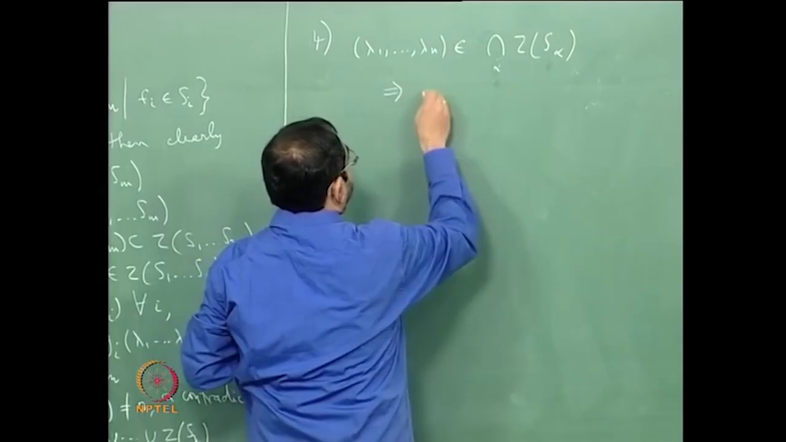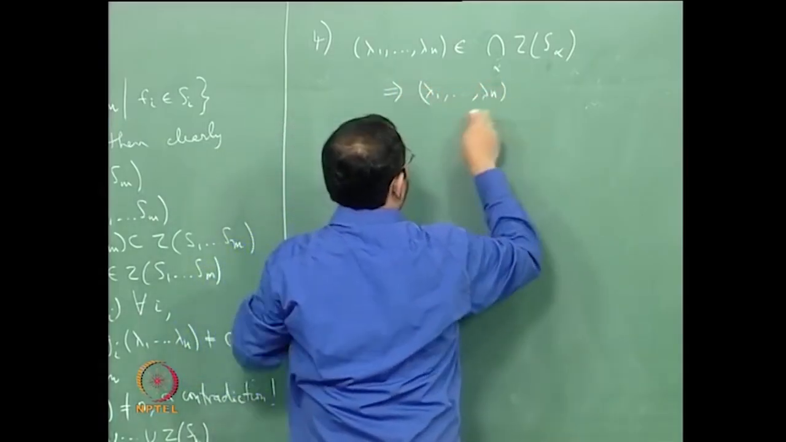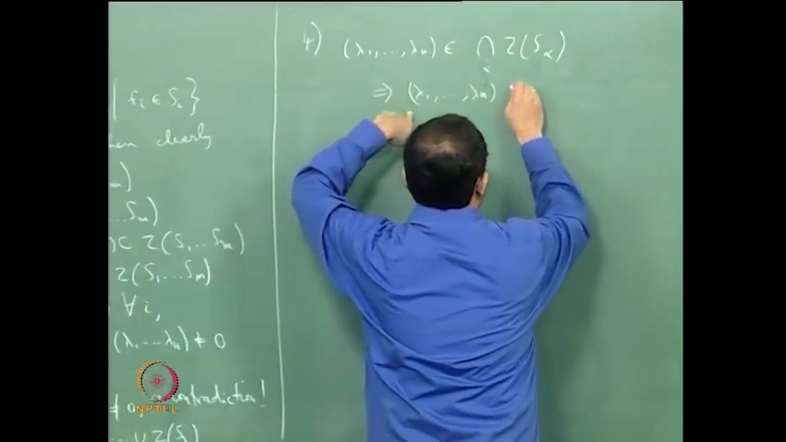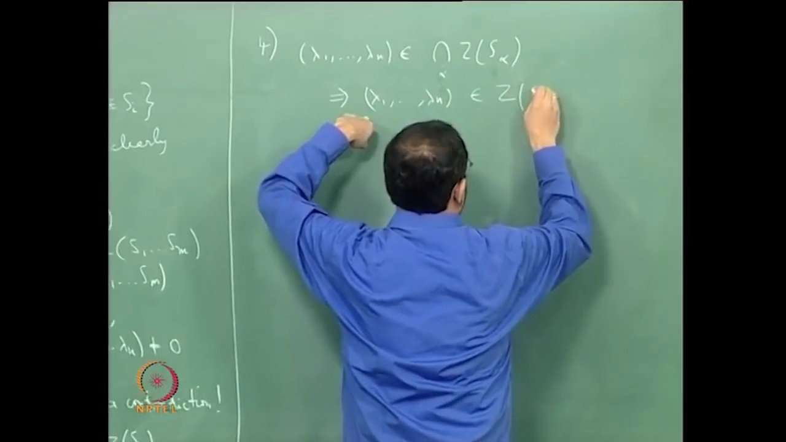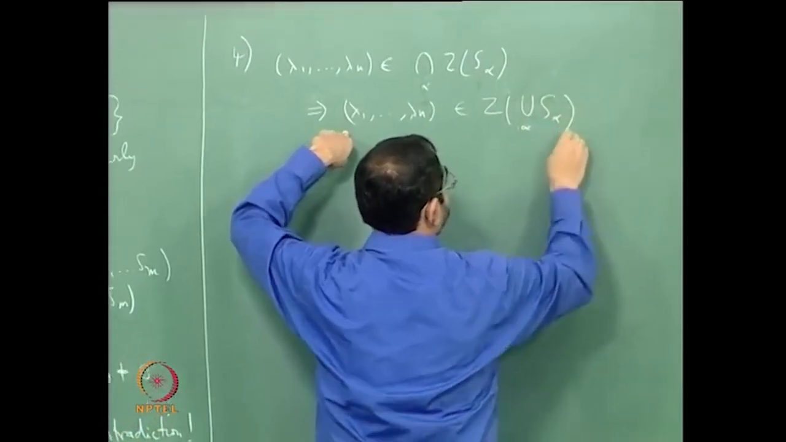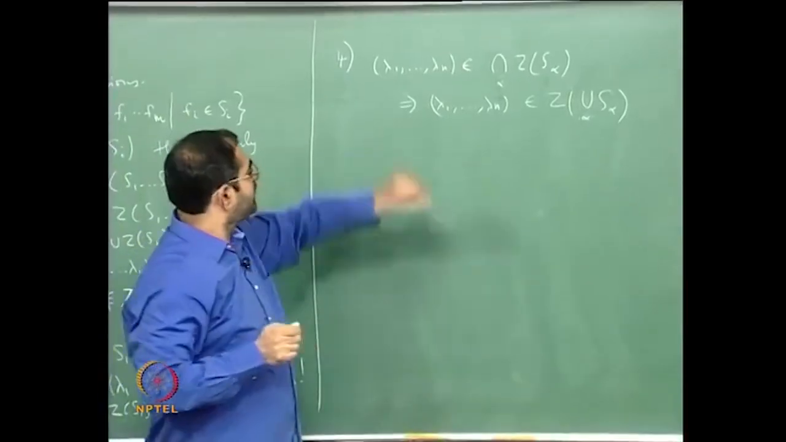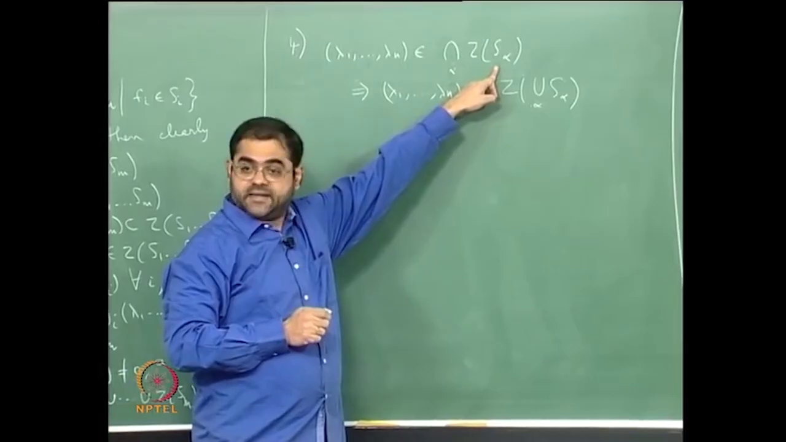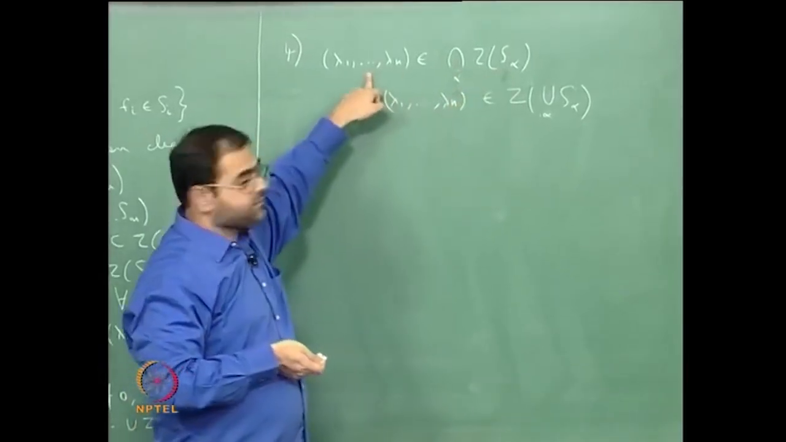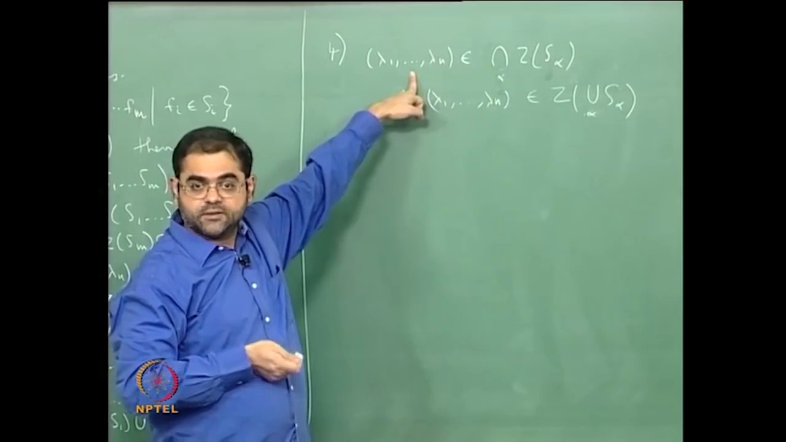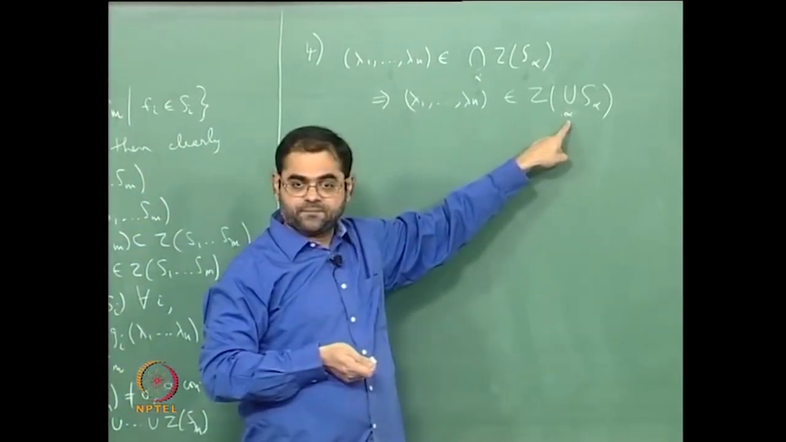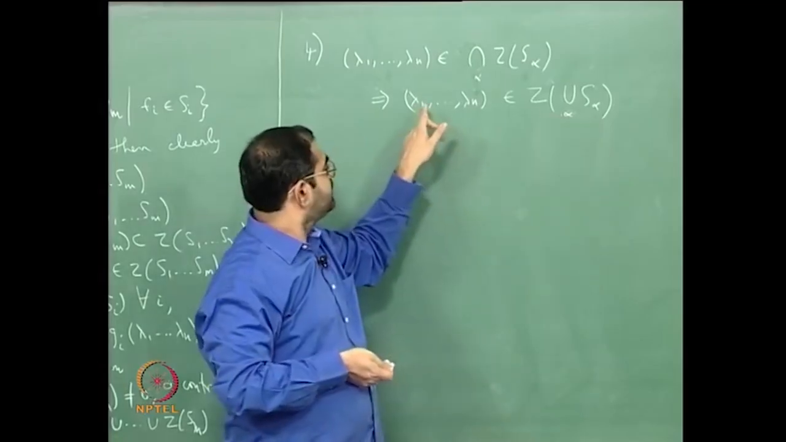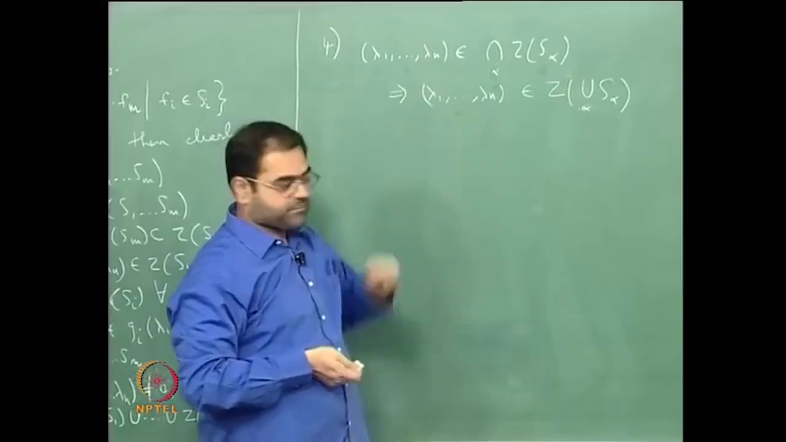So it means that this point will also be a 0 for the set of polynomials gotten by simply taking the union of all the S_alphas, right. This is obvious. What does the top line mean? It means that you take any polynomial in any S_alpha for any alpha, and you evaluate it at this point, that is, plug in this for the variables, then you get 0. But that is exactly what this means. If you take all the polynomials in all the S_alphas, then they all vanish at this point, okay. So this implies this.